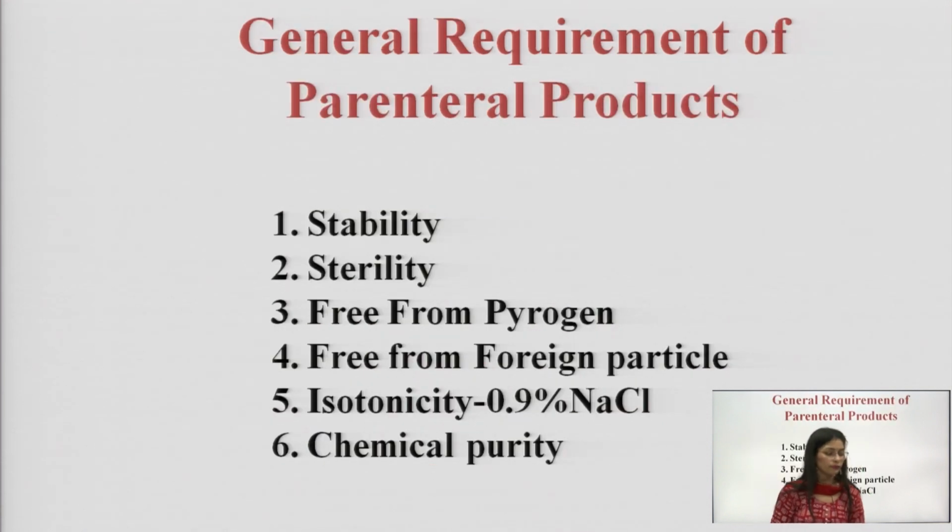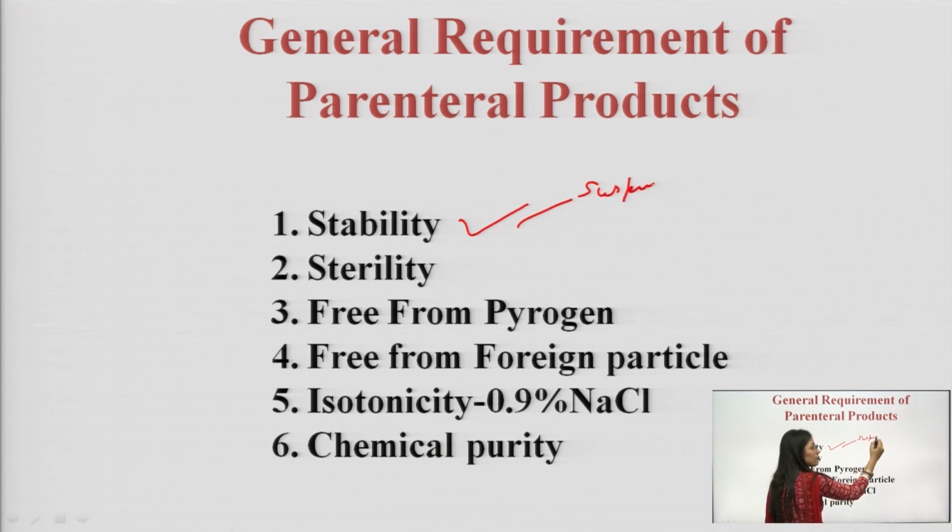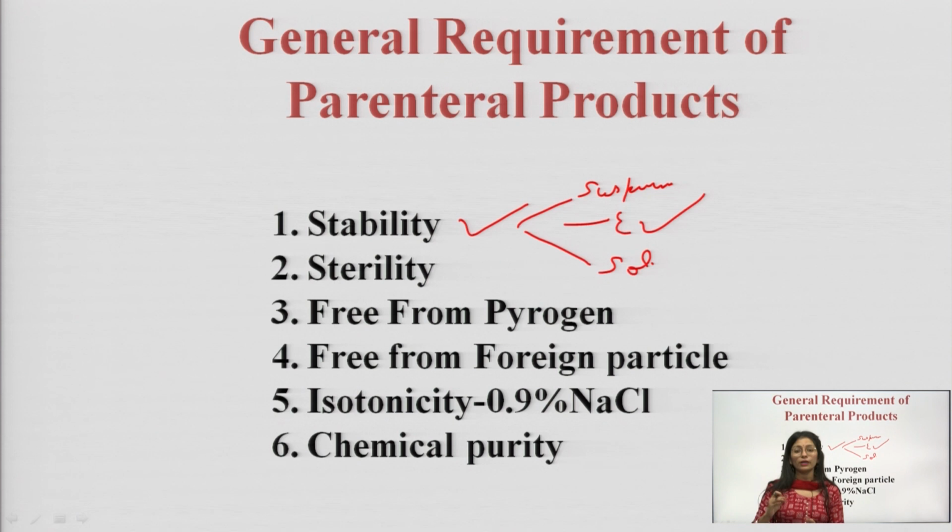Moving on, let's learn about the general requirements of a parenteral product. What are the things that we need to make sure of when we are making a parenteral product? Number one is stability. Stability of a product needs to be very much ensured. Why? Because it can be a suspension, emulsion, or a solution. In case of an emulsion, there is a chance of phase separation, like the oil and water phases can separate. For that, stability plays a major role.